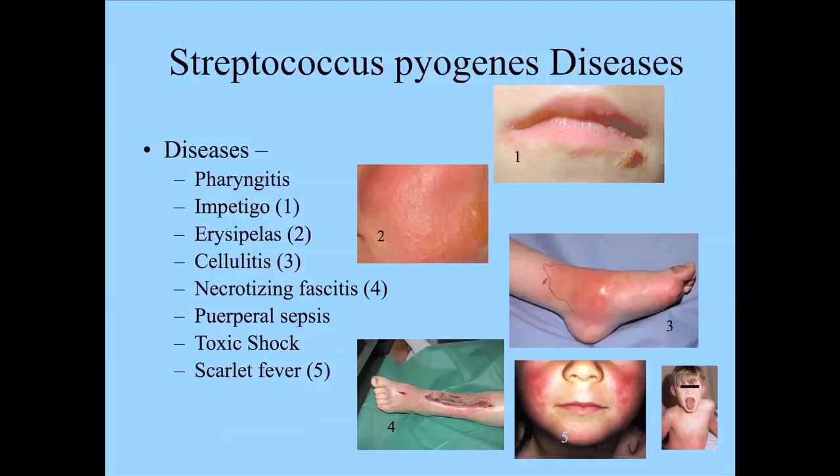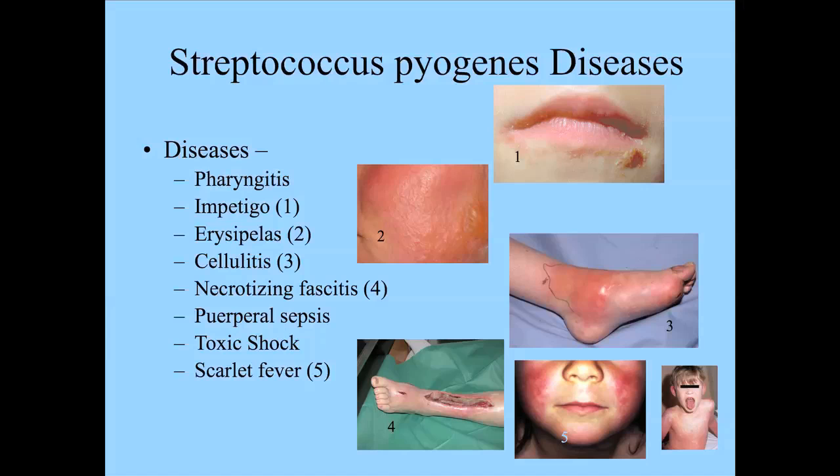On the next slide, we talk about the strep pyogenes diseases. There are many, and they're very, very bad diseases. We start off with pharyngitis, impetigo, shown in picture number 1, erysipelas, another skin type infection, in picture 2. Very serious cellulitis can be caused by strep pyogenes, shown in picture 3. Necrotizing fasciitis in 4. There can also be puerperal sepsis, classically associated with strep pyogenes. Toxic shock syndrome can be caused by strep pyogenes, and scarlet fever, which is pictured in picture 5.